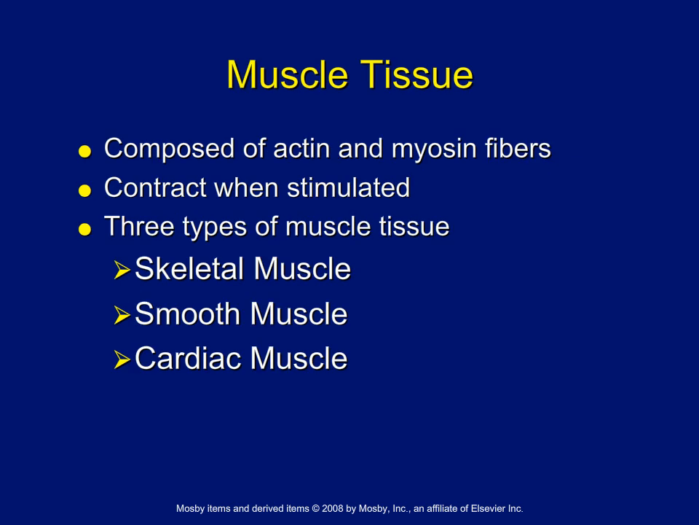Our next type of tissue is called muscle tissue, and muscle tissue of course is a contractile tissue, and it's composed of interlacing actin and myosin fibers, and we tend to have three different types of muscle tissue in the body: skeletal muscle, smooth muscle, and also cardiac muscle.